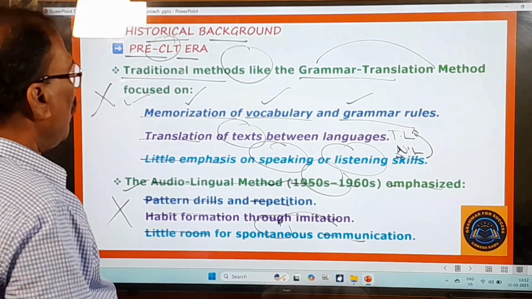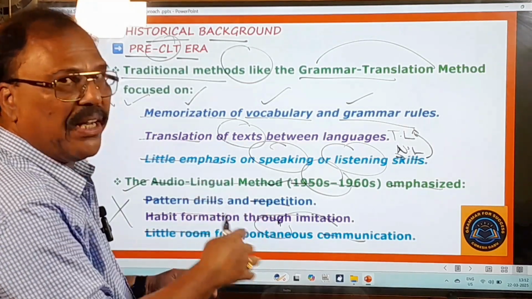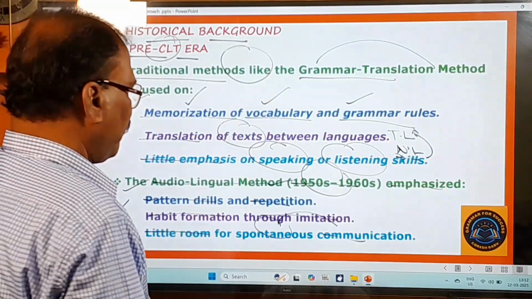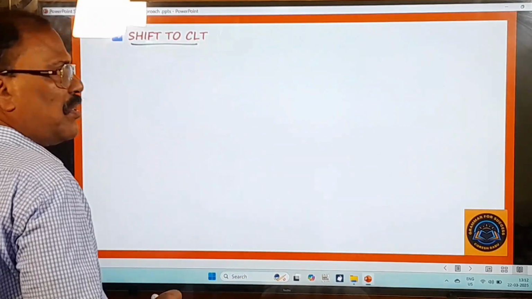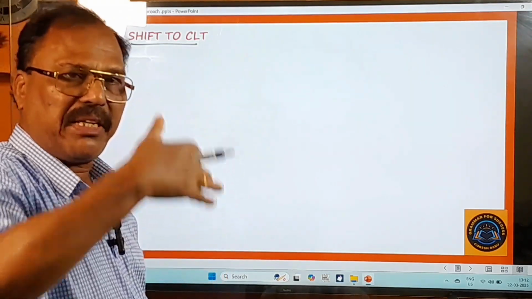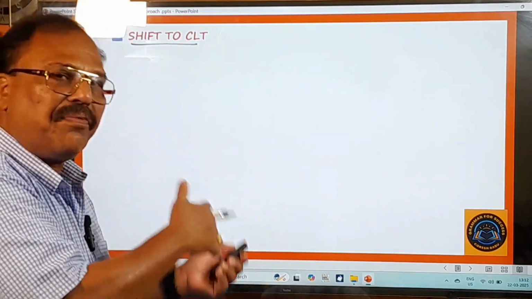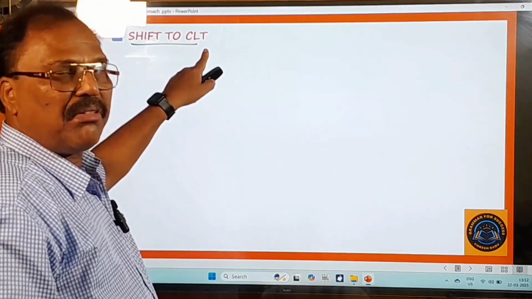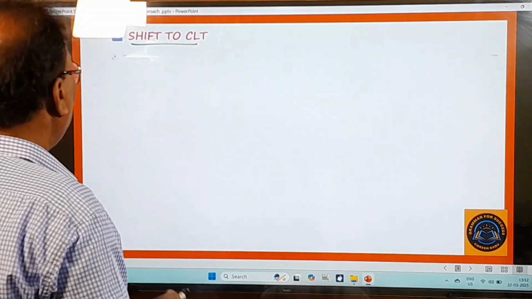Now let us know what actually happened later on. Let's move on to the next slide. Shift to CLT. Because of the failings of the traditional methods, teachers shifted from those methods to CLT, the communicative language approach or method. Here you pay attention.